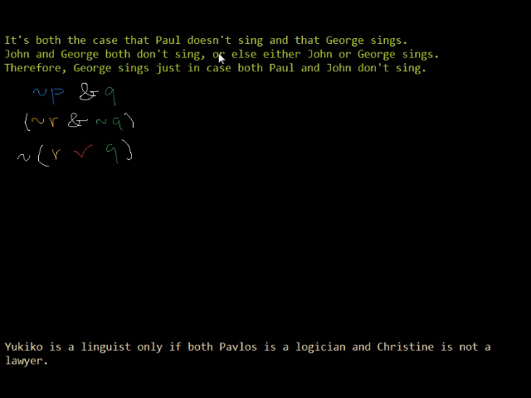Or else. So this is another wedge statement around it. Or else either John or George sings. Either John or George sings. I keep calling it V, it's really a wedge. R wedge Q.